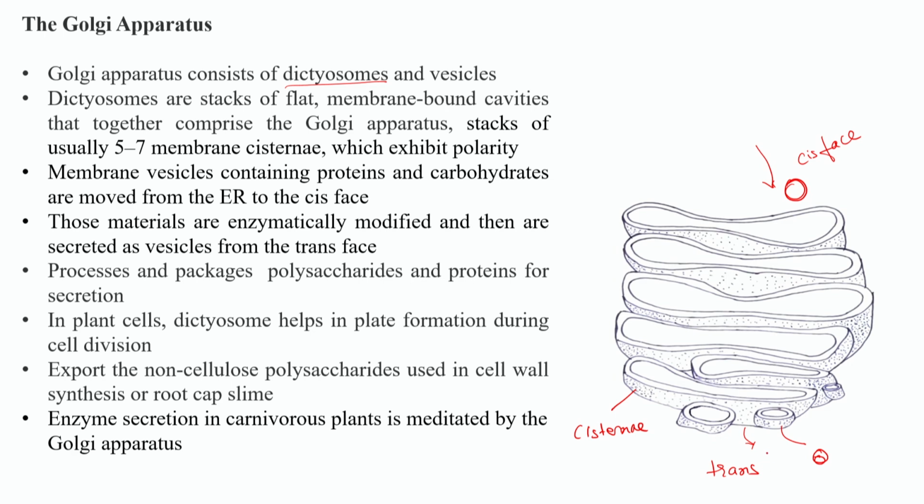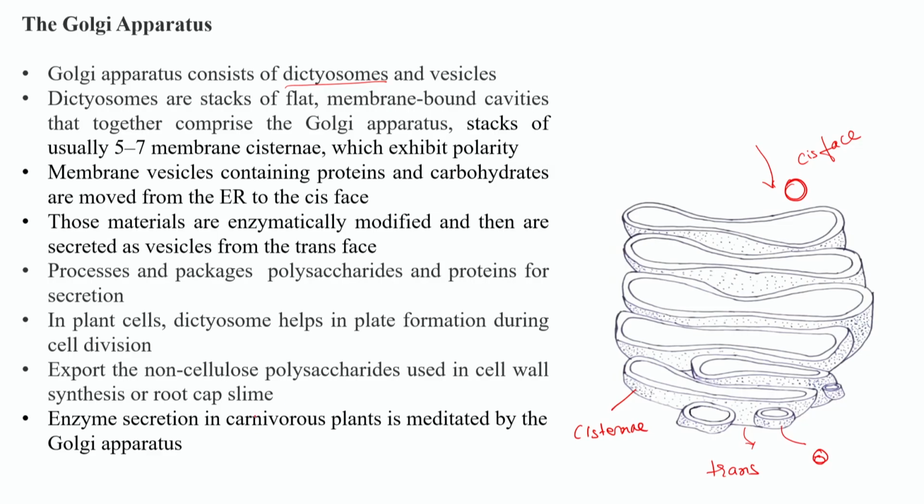And many of the vesicles which are coming out could be secreted outside or could be part of various other cellular components of a cell. Now, this dictyosome helps in plate formation during cell division, as many a time cell wall component is required during cell division. So, these vesicles come out from the Golgi complex and get attached at the plate layer.